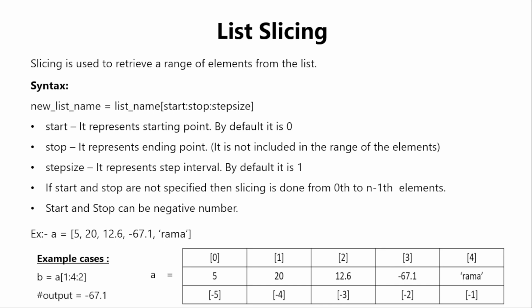For example, in this case 5, 20, 12.6, -6.1, Rama, this is the example here, and if I want to get data from 1 to 4 with a step interval of 2, the first element will be included. So the answer will be 20 and -6.1. So there is a small correction here. I will execute it and I will make some changes on the slide. Before that, we can discuss the syntax first, and we can go back to this example later.